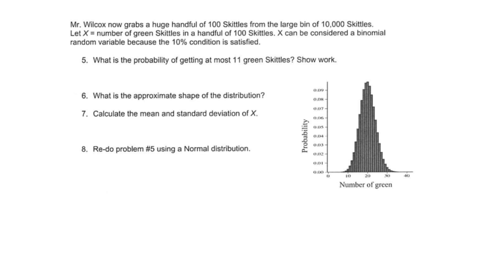Okay, so now let's look at a slightly different scenario. So in this scenario, Mr. Wilcox now grabs a huge handful of 100 Skittles from the large bin of 10,000 Skittles. Let X equal the green number of Skittles in a handful of 100 Skittles. X can be considered a binomial random variable because the 10% condition is satisfied, right? Because my sample size of 100 is still less than 10% here of my population. So what's the probability of getting at most 11 green Skittles? So when I write my probability statement here, at most, so that includes the number 11.